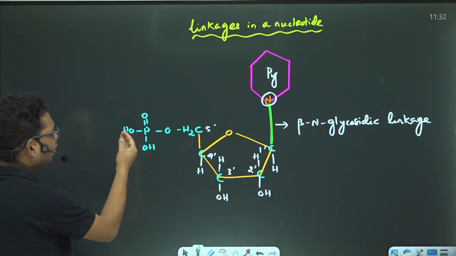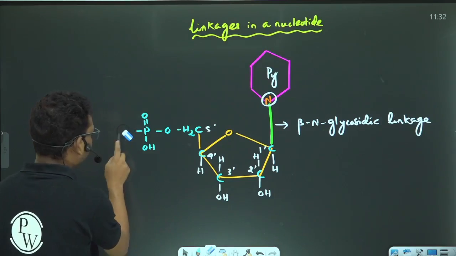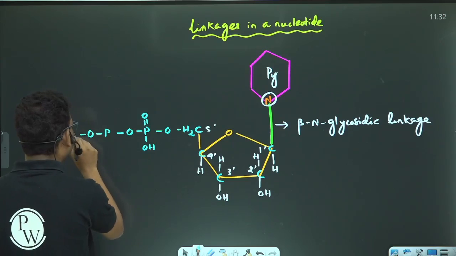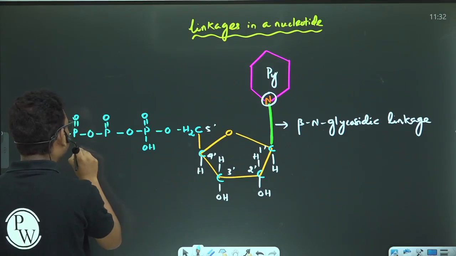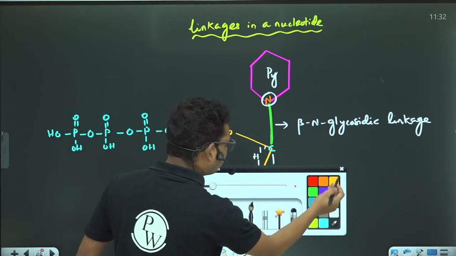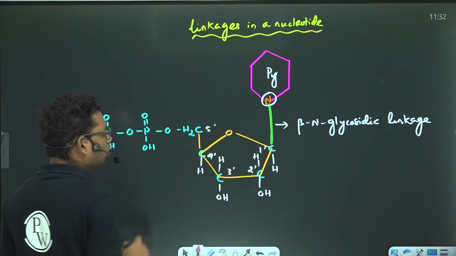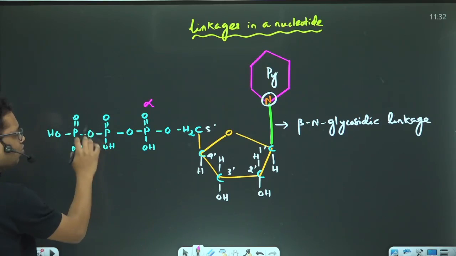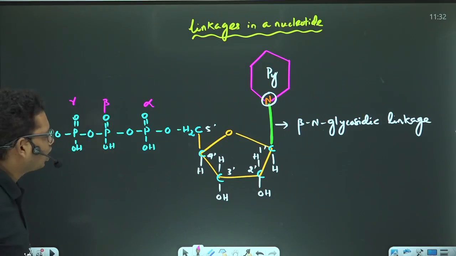And if I want to join other phosphates, I can also join them over here, and that will be like this: oxygen, phosphorus, oxygen, phosphorus, OH group. P double bond O, P double bond O, and here I will have OH, and here OH like this. Here you can see that we have three phosphate groups. The phosphate group attached to the 5' carbon is called alpha phosphate. This phosphate is known as beta phosphate, and this phosphate is known as gamma phosphate, right?